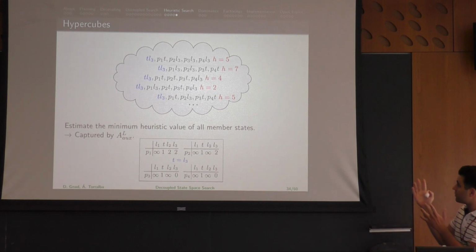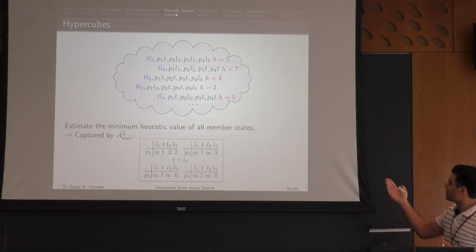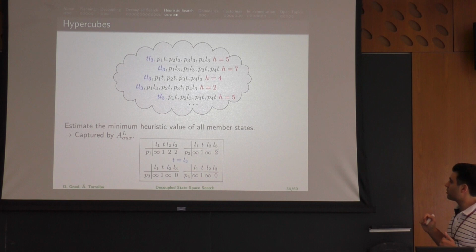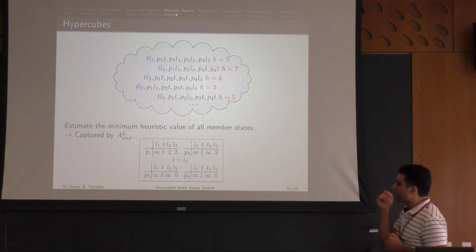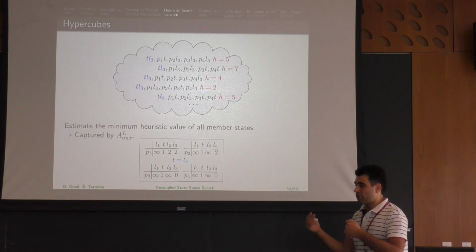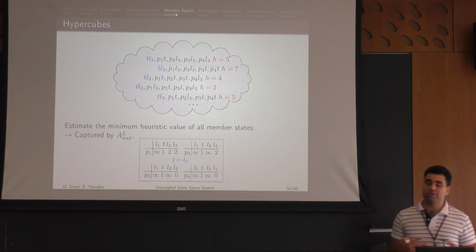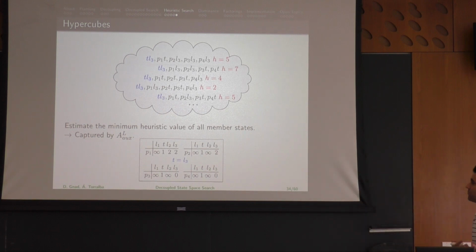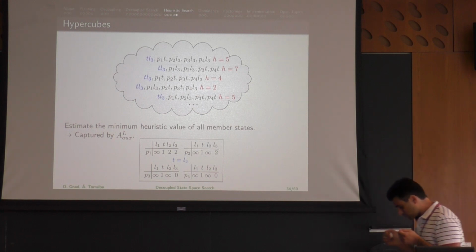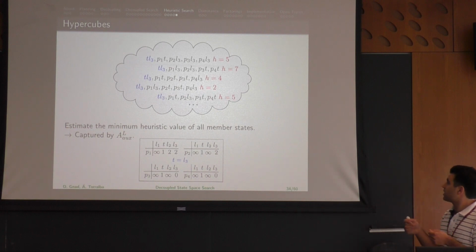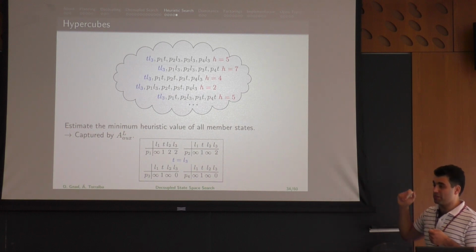Of a very particular form, in this case a hypercube, associated with one cost. So whenever we compute a heuristic for a decoupled state, what we are really doing is estimating the minimum heuristic value of all these possible states. So basically you have to compute the value of all of them and then take the minimum.